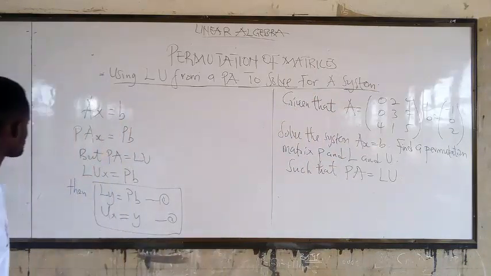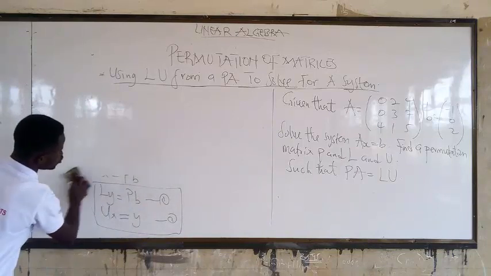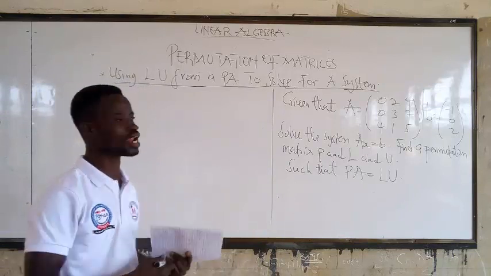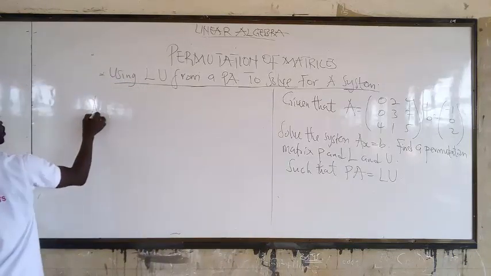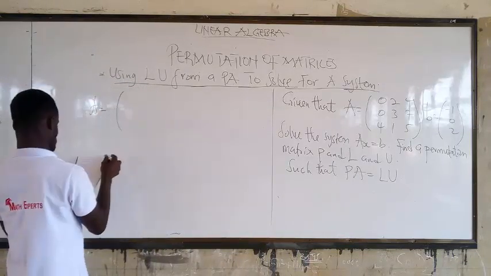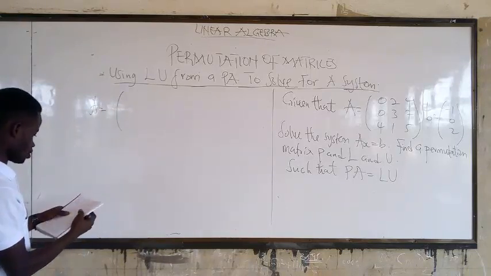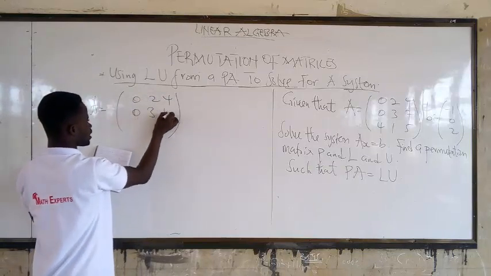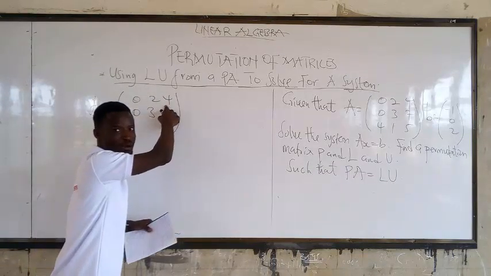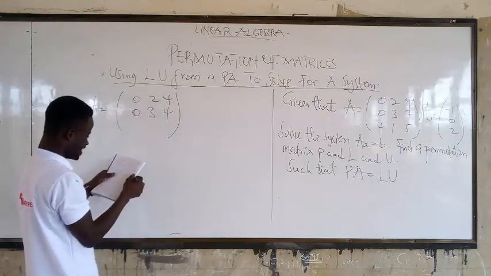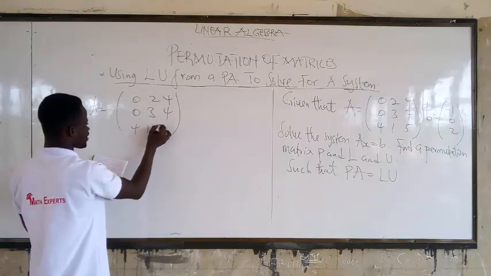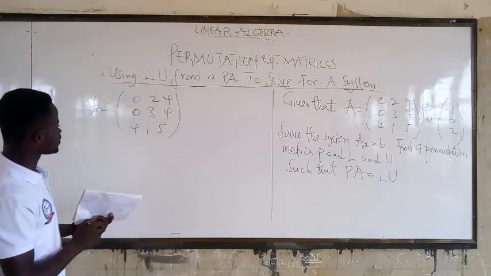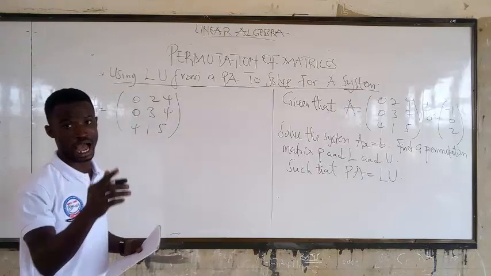So what is the first thing to do? First, achieve your upper triangular matrix. So you know A is equal to 0, 2, 4, 0, 3, 4, 4, 1, 5. Alright, so now let's achieve the upper triangular matrix.